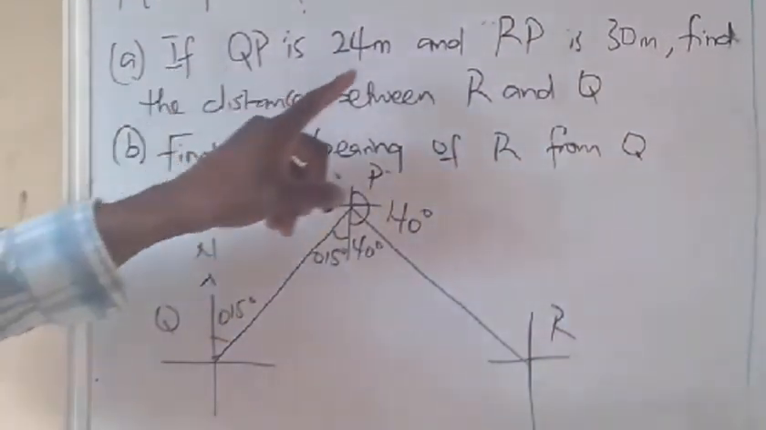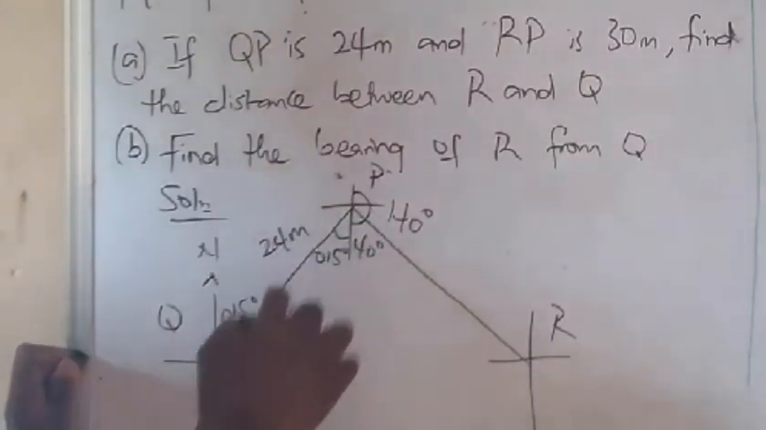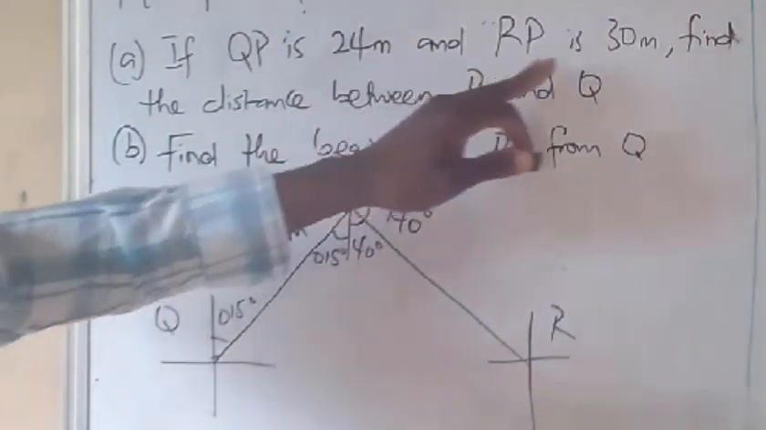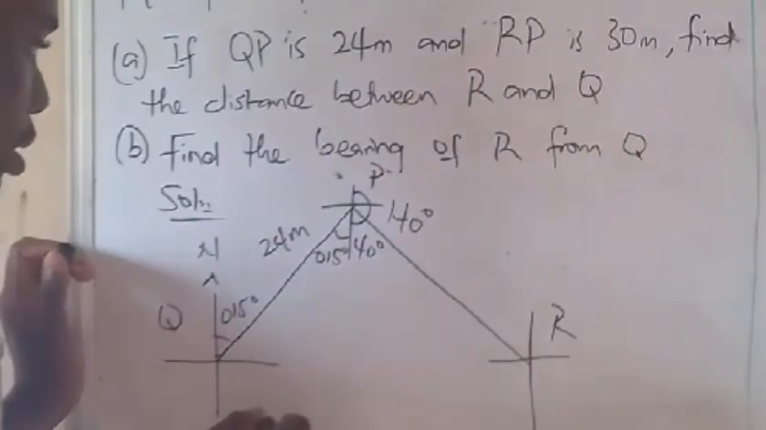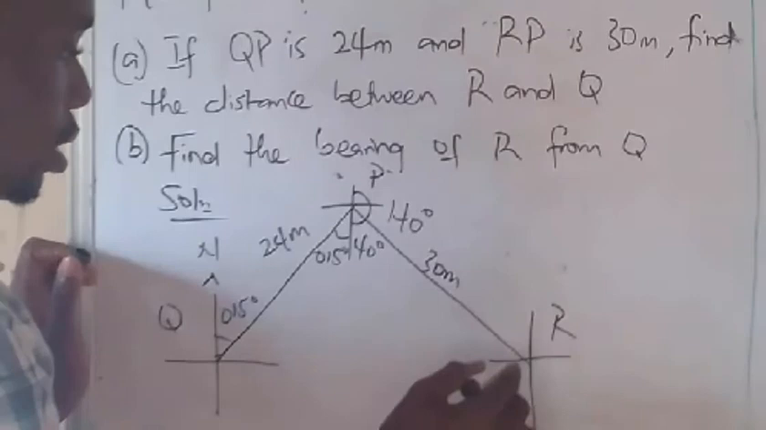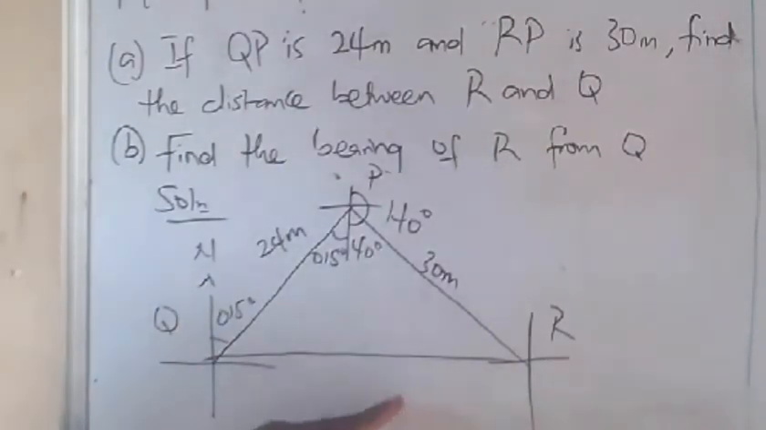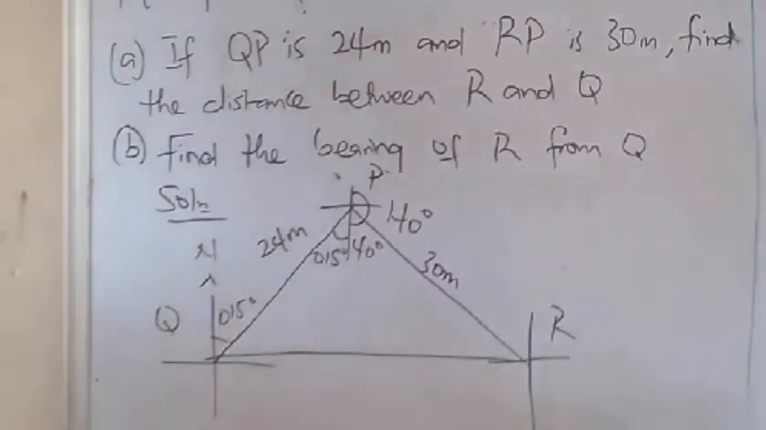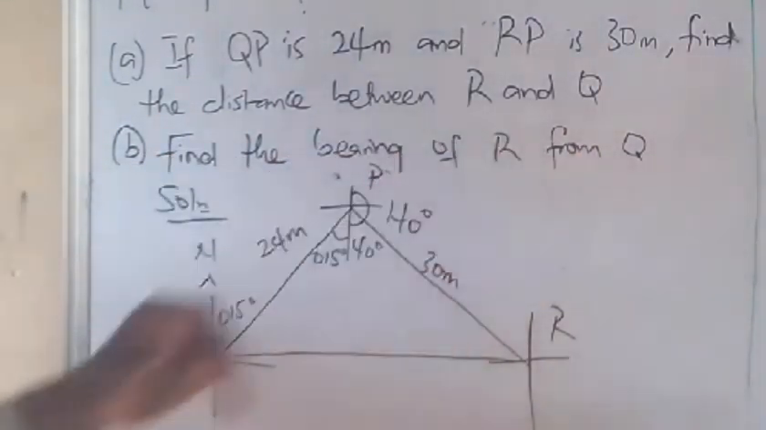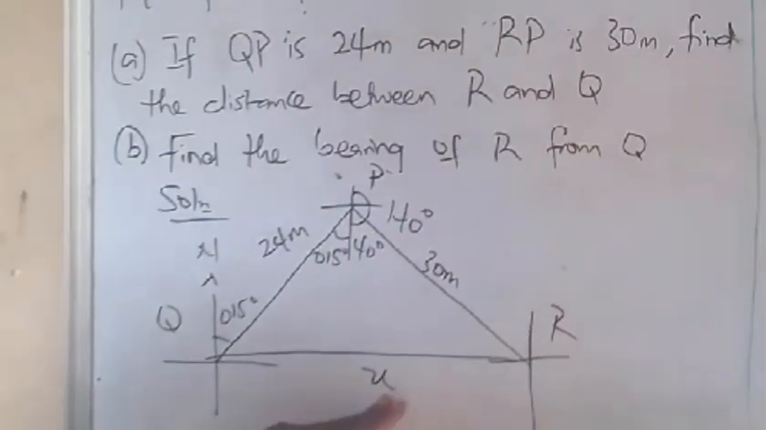Now, if QP is 24 meters and RP is 30 meters, we can have the complete diagram like this. Now, we look for the distance between R and Q. This place. We're looking for X.